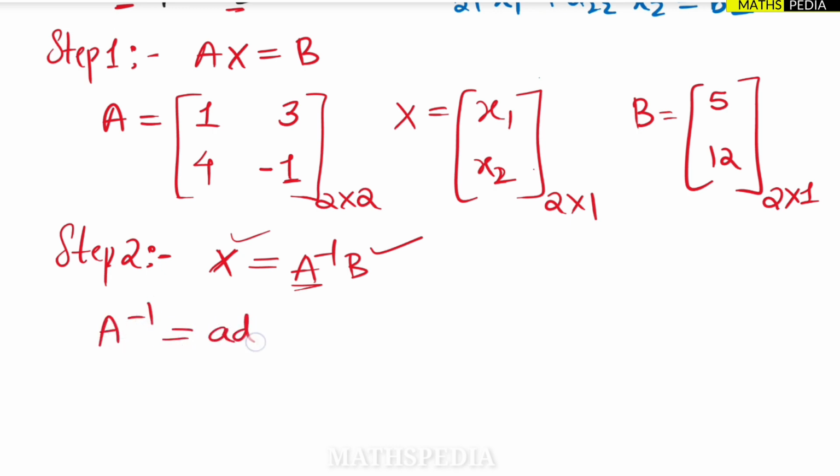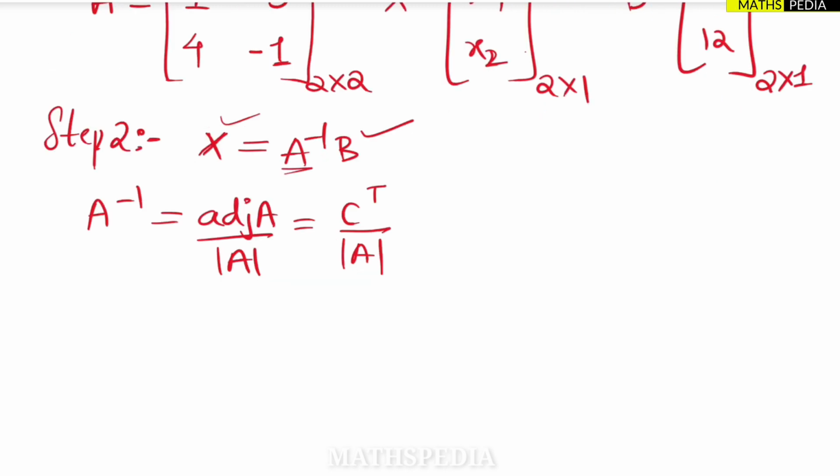What is A inverse? Adjoint A divided by determinant A. Adjoint A can also be written as the cofactor matrix transpose divided by determinant A. The cofactors matrix transpose is nothing but adjoint A. But for 2 cross 2, always remember it is easy to find adjoint A. There is a simple trick, so I'll write it over here. The A matrix is 1, 3, 4, minus 1, for which we have to find the adjoint A.